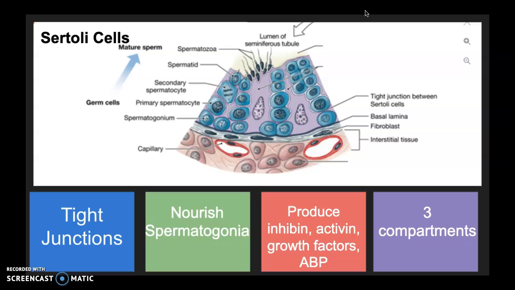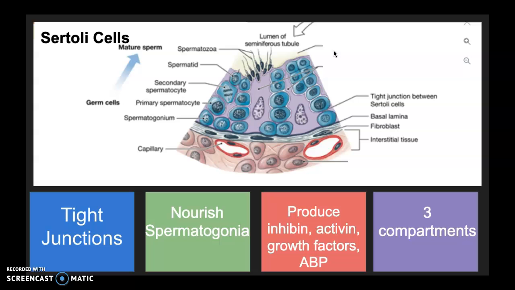Starting with the Sertoli cells. The Sertoli cells have an important role in nourishing and protecting developing spermatogonia. As shown in the image here, the Sertoli cells are these large purple regions that lay next to one another, and embedded within them are found the spermatogonia. To nourish the spermatogonia, the Sertoli cells release a number of growth factors. In addition, they also produce a couple of hormones, inhibin, activin, as well as androgen binding proteins.